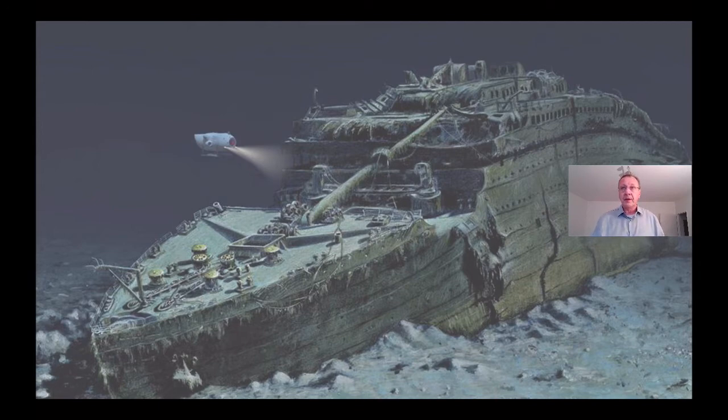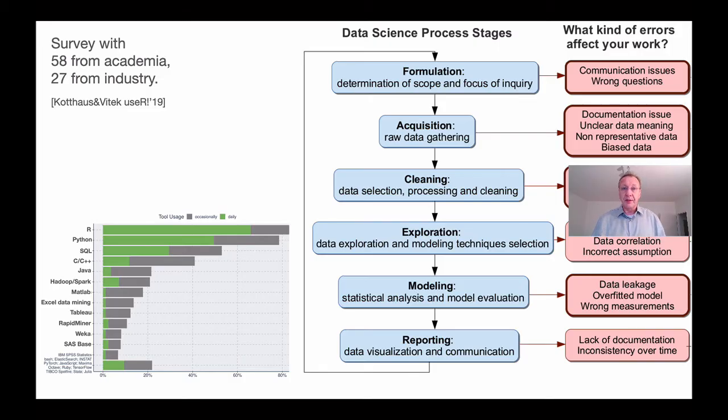So how often do mistakes happen? Well, we asked ourselves that question, and Helena Kothaus and myself did a preliminary survey in 2019. We asked about 58 academics and 27 industrial respondents what kind of errors they made during various stages of the data science process. Just for the record, the respondents were mostly evenly split between R and Python users.